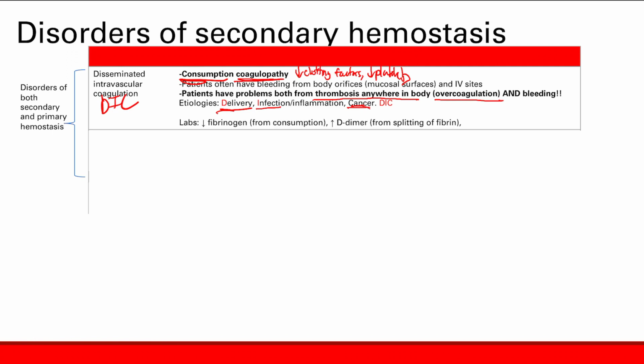Labs would be decreased fibrinogen from consumption of all these clotting factors, and you get increased D-dimer from splitting of fibrin. Okay, decreased fibrinogen, increased D-dimer. Where fibrinogen was factor 1, which we said gets activated into factor 1A, which is fibrin, which is all that fibrin cross-linking. Eventually, you get all this fibrin cross-linking. It's going to get broken down. You're going to get increased D-dimer. Okay. Now I want to add that DIC is a disorder of both secondary and primary hemostasis, and we know this from here. You get problems with clotting factors, you get problems with platelets. So you get problems in both secondary and primary hemostasis.